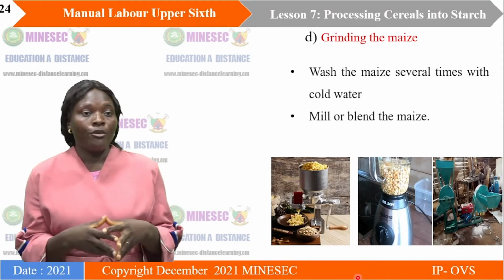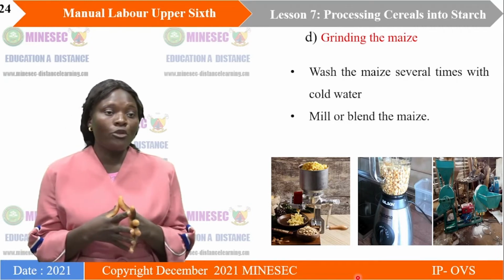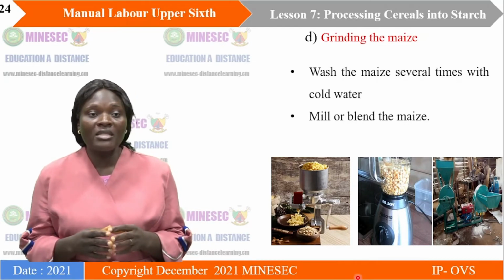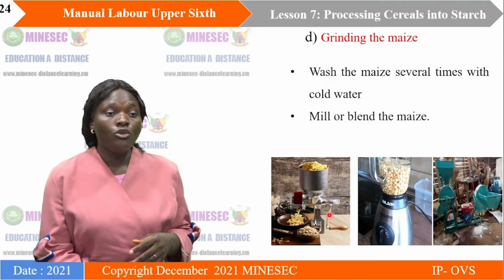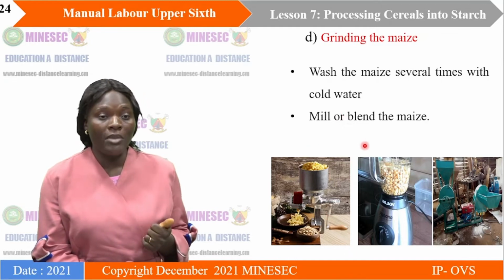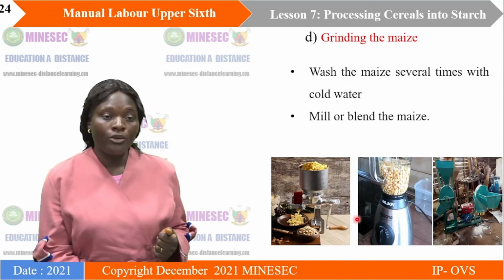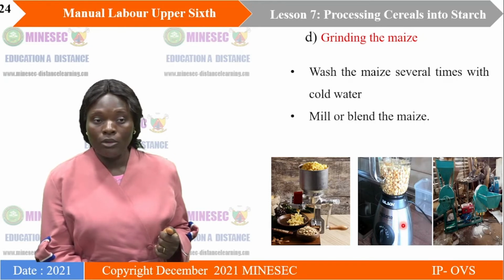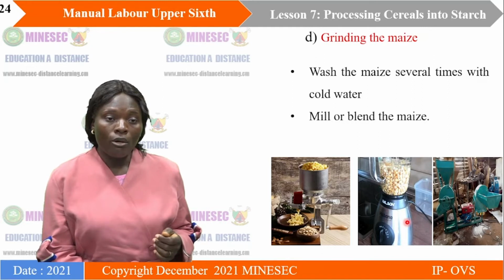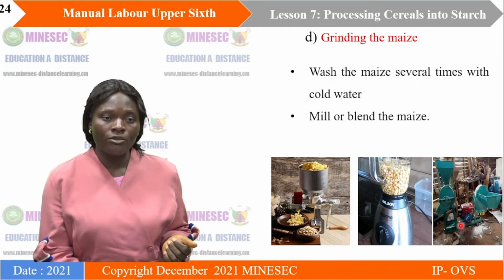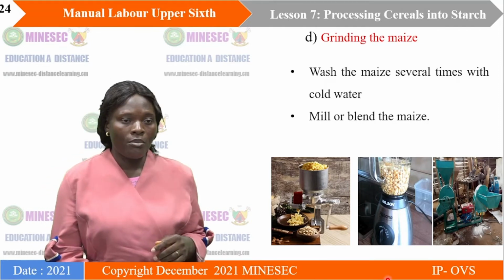D is grinding the maize. Before you grind the maize, you have to wash the maize several times with cold water. And then after which you mill or you grind or you blend the maize. As you can see, you can use the hand machine to grind. You can use a mixer to grind, or you can go to the commercial machine where you can pay and then you grind your maize.